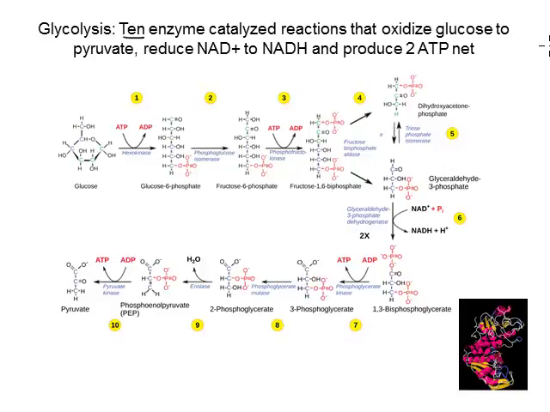In broad overview, what happens is that glucose is oxidized and split into 2. NAD is reduced to NADH, and 2 ATP net are produced. We're not going to look at each of the 10 reactions in a whole lot of detail, but we are going to take a look at a few key steps in the process that are particularly important.